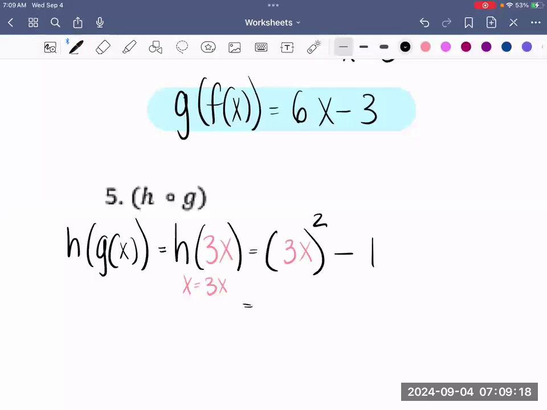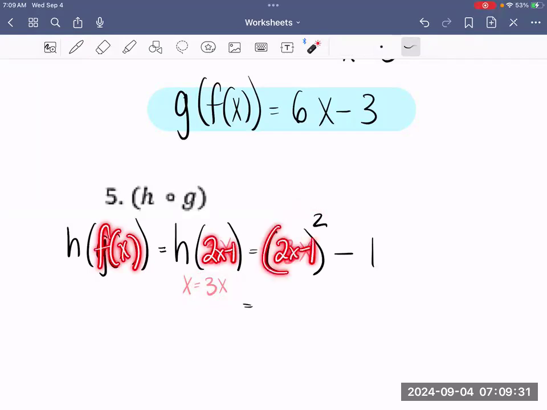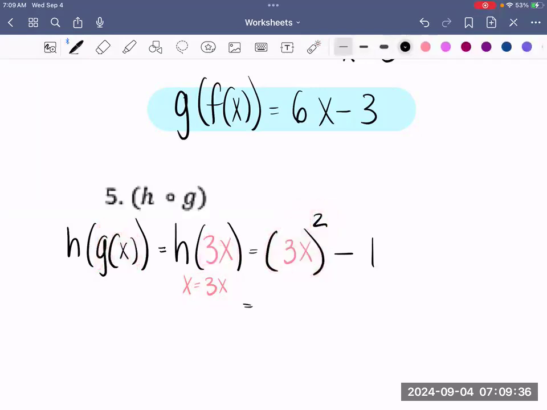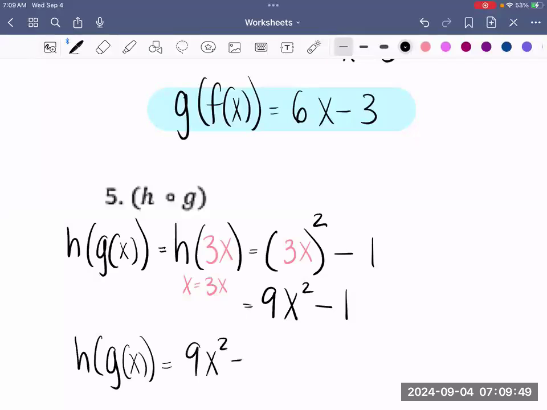Now, because it is a monomial term, we can go ahead and distribute in. If this was a binomial like f of x, 2x minus 1, we can't distribute in, instead we have to write it double and FOIL. So in our case, 3 squared is 9x squared minus 1. So h of g of x is 9x squared minus 1.